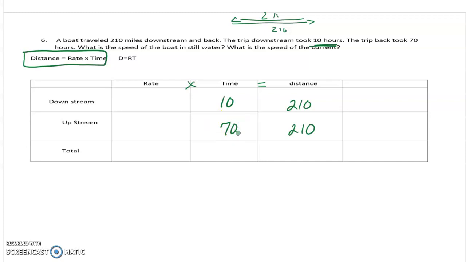Well, of course, you're going to go downstream faster than you are going to go upstream because you've got the current against you when you go upstream. So it took them a whole lot more hours to go upstream. I don't know what the rate is, so let's let R be the rate. What is the speed of the boat in still water? So if there was no current, this is actually our rate. And we need to find the speed or the rate of the current, because the current's going to affect how fast the boat can go. So let's let C be our current.